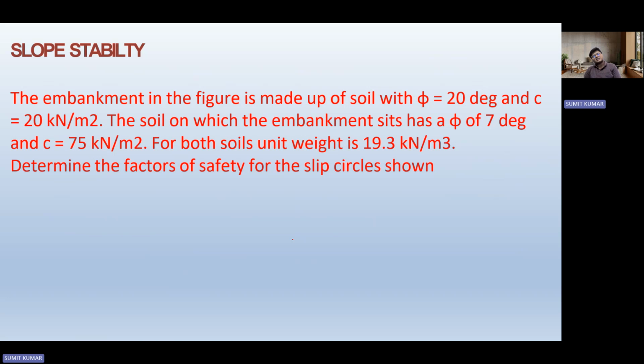The question says the embankment in the figure is made up of soil with phi, that is the angle of internal friction, 20 degrees, and cohesion of 20 kilonewton per meter square. The soil on which the embankment sits has the angle of internal friction of 5 degrees, and cohesion is 75 kilonewton per meter square. For both the soils the unit weight is 9.3 kilonewton per meter cube. So determine the factor of safety of the slip circle.